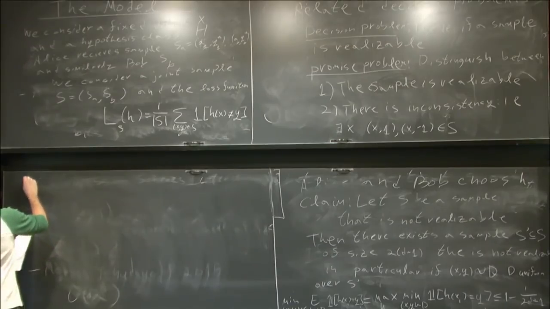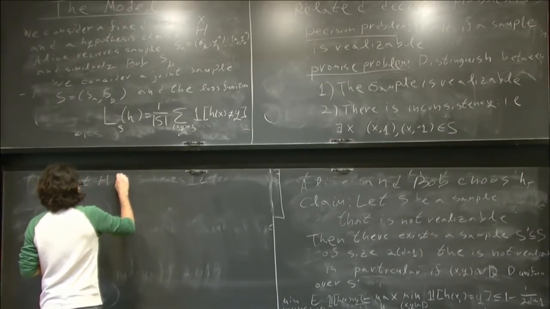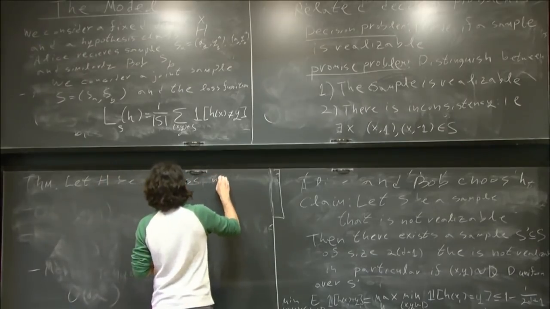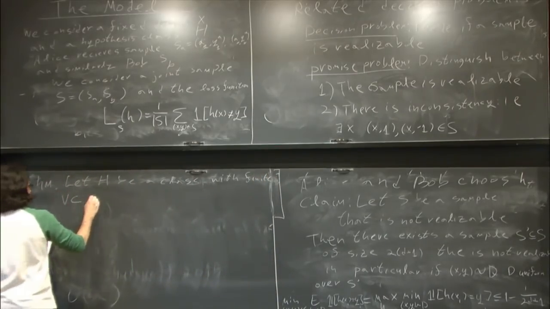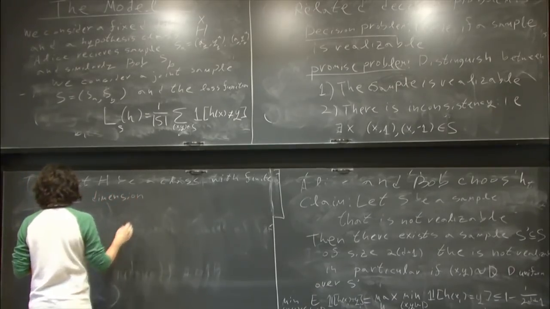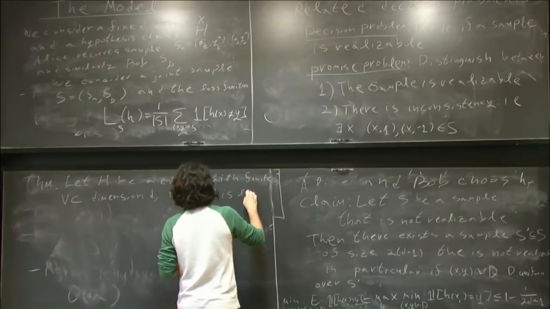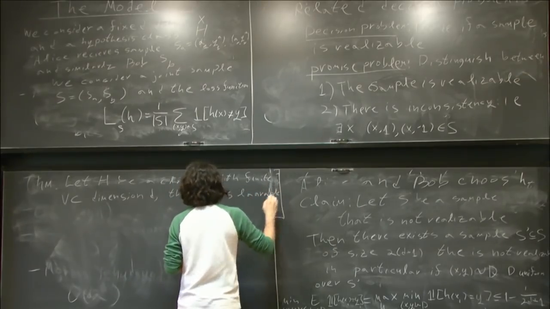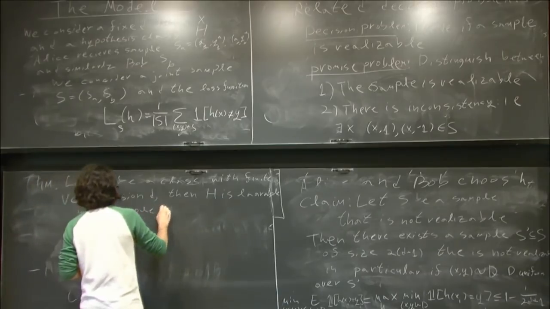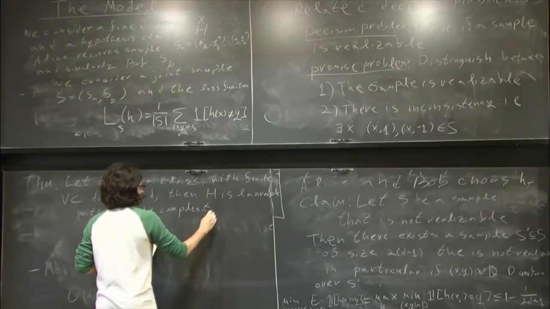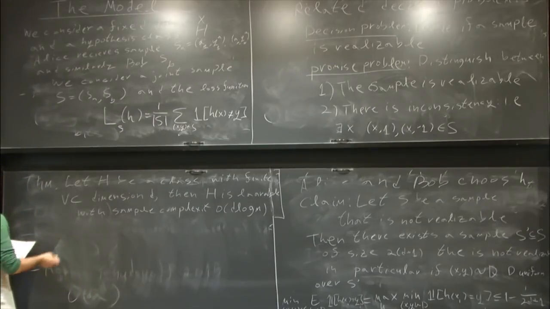Okay, so we showed. Theorem: let H be a class with finite VC dimension D, then H is learnable with sample complexity O(D log M). So this is basically the distributed algorithm.